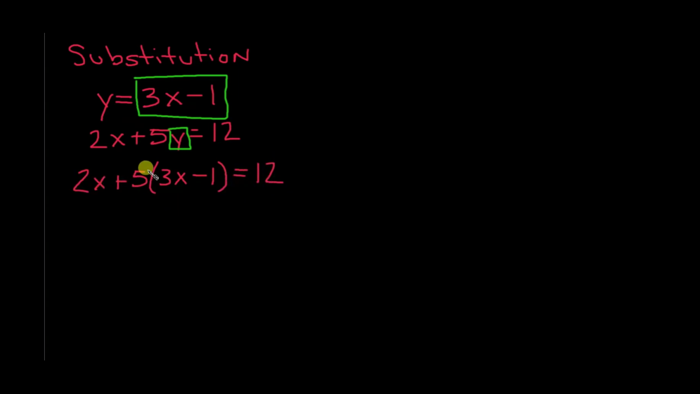So what we do first here is we do our distributive property. We take 5 times 3x, we get 15x, and then we take 5 and multiply it by a negative 1. Negative times positive gives us a negative, and 1 times 5 is 5. We bring the rest of our equation down.